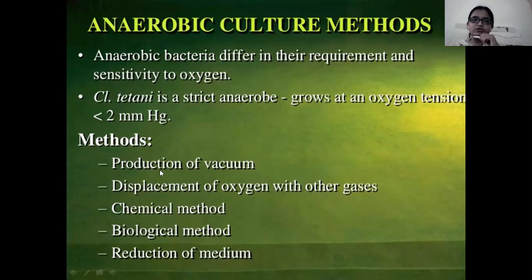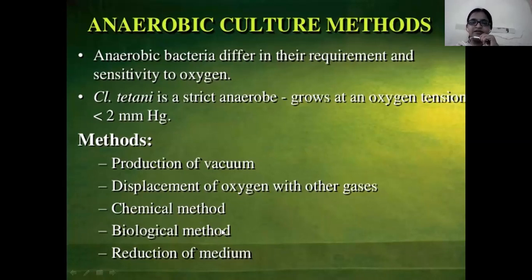So how to grow this anaerobic culture or Clostridium tetani? By production of vacuum. Normally, oxygen will be present everywhere. So if we want to remove oxygen, we have to create vacuum and displacement of oxygen with other gases. If there is oxygen, we have to replace that oxygen with other gases and some chemicals also. If we use some chemicals, oxygen will react with that chemical, and whatever oxygen is present, it will be depleted.